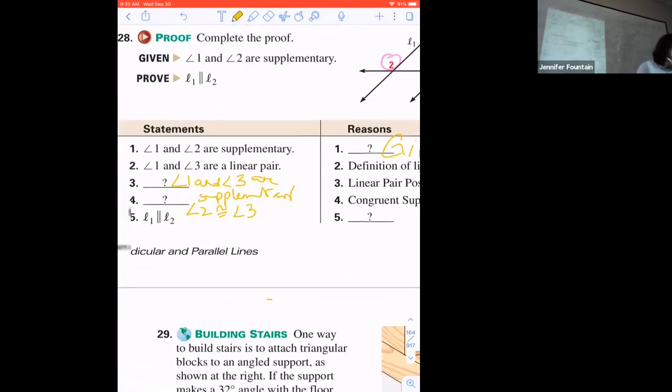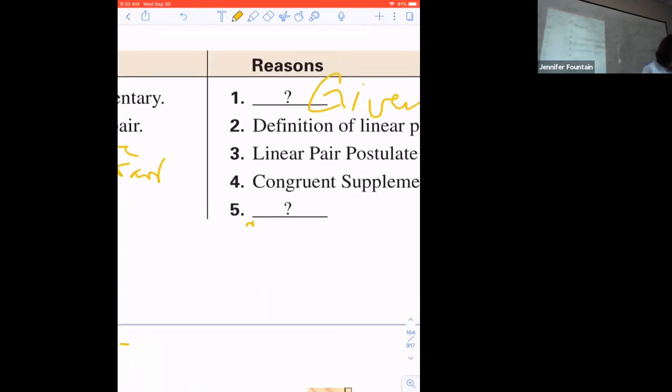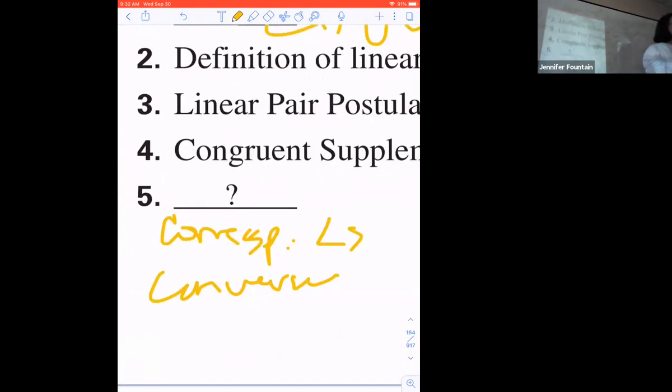Therefore, if angle 2 is congruent to angle 3, we see that line 1 is parallel to line 2 because of the corresponding angles converse. It is totally fine to get into a system of shorthand: if you do angles, just do the angle symbol with an S.